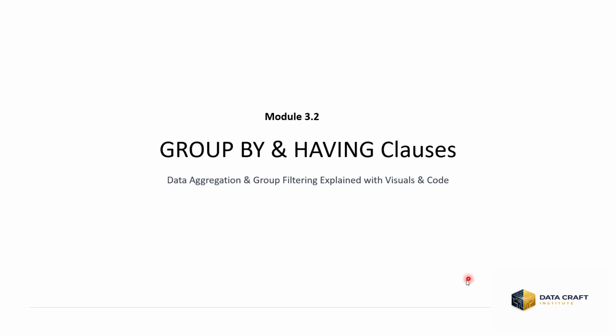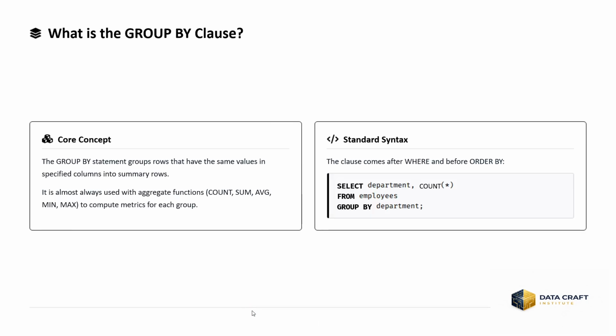Today we will be learning about the GROUP BY and HAVING clause. This is the second video of module 3. So let's start. What is the core concept? The GROUP BY statement groups rows that have the same value in specified columns into summary rows. Let us understand this with the help of an example.